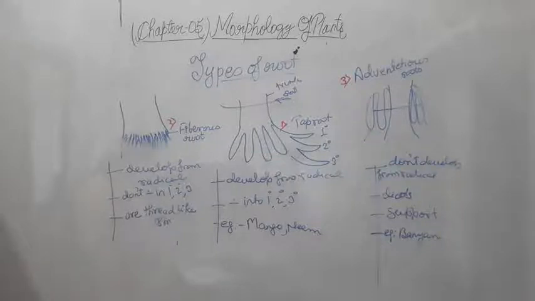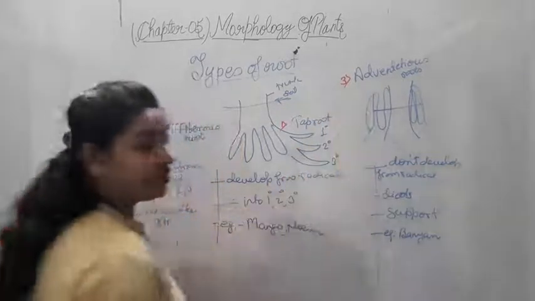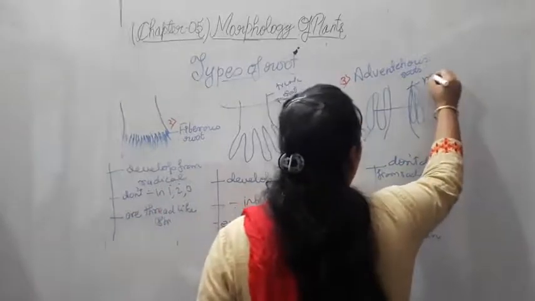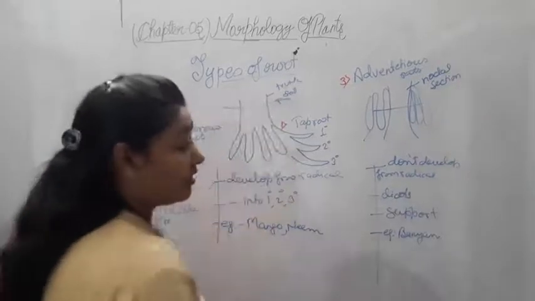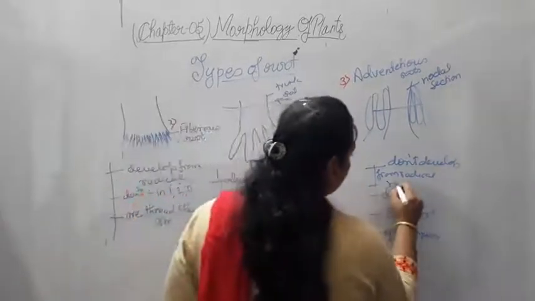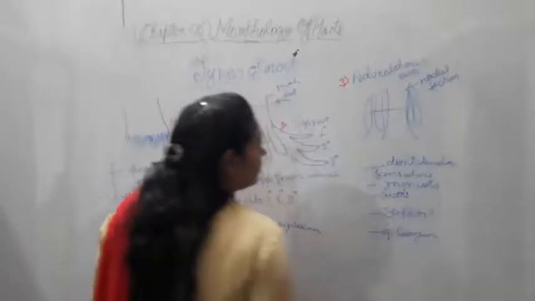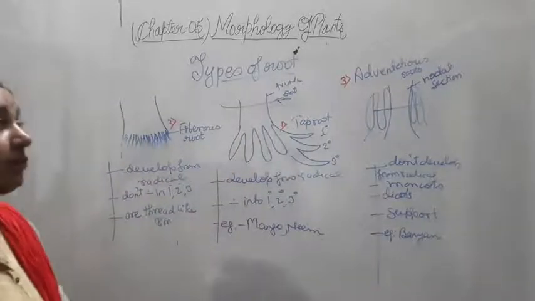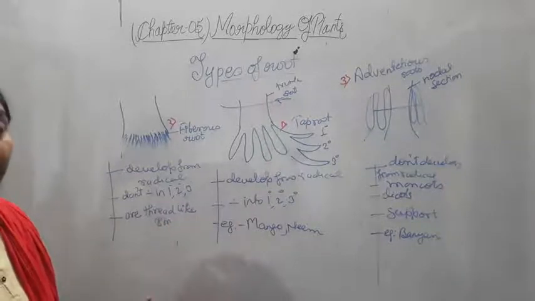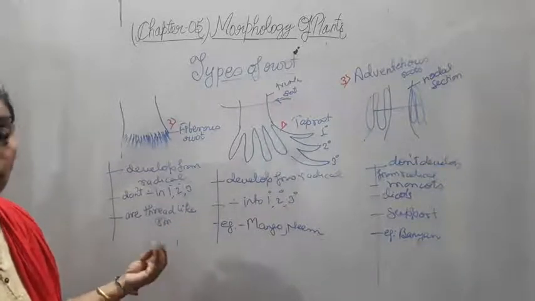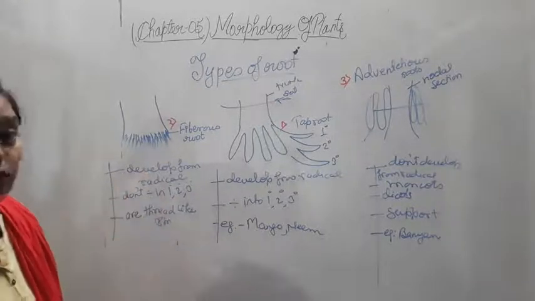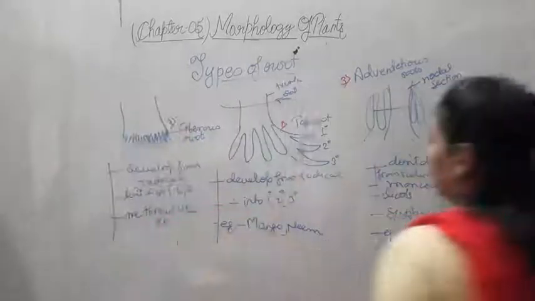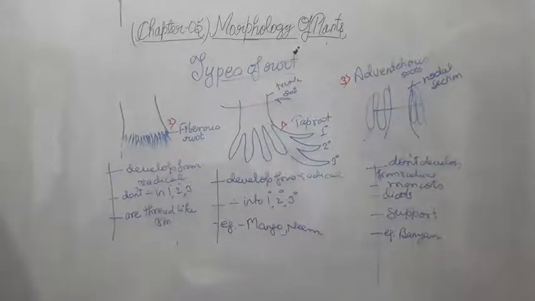Even you can see this kind of adventitious development from the nodal section, from the nodes in some of the monocots too. As they are not developing from the radicle but from the nodes, they have been given the name adventitious roots. So these are the types of roots. You can just jot it down, note it down. Further we will see other types of the roots.